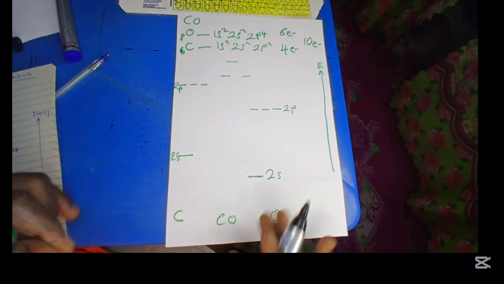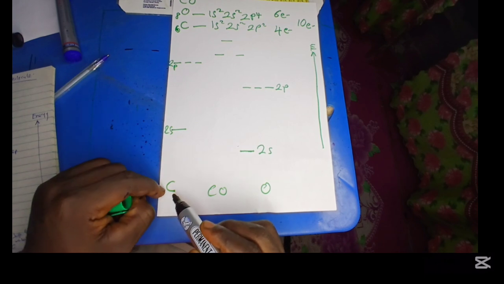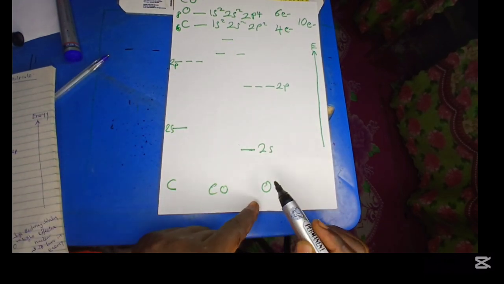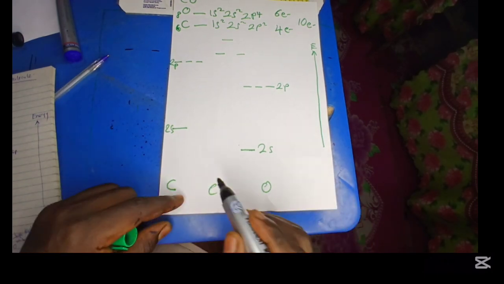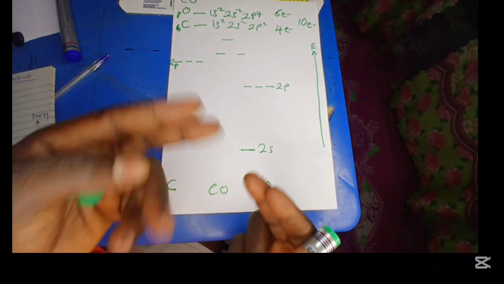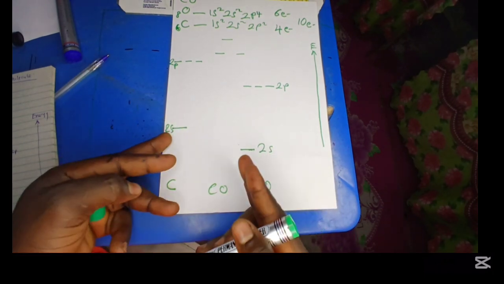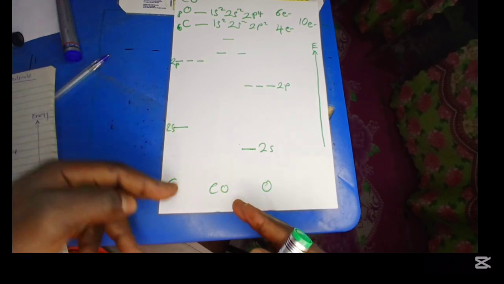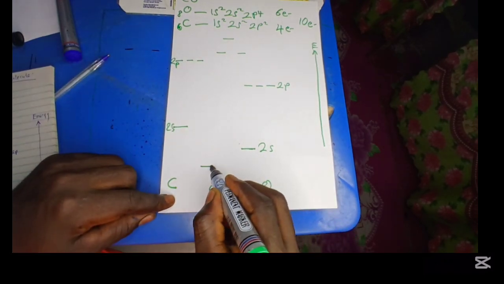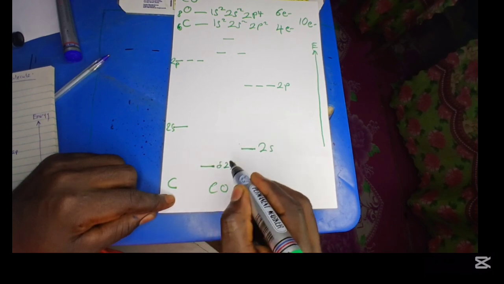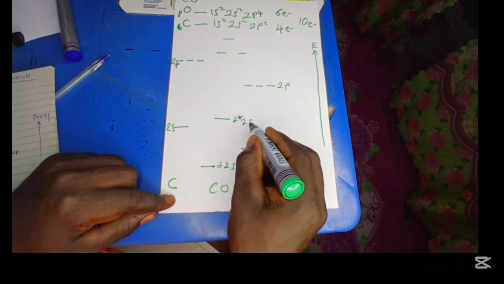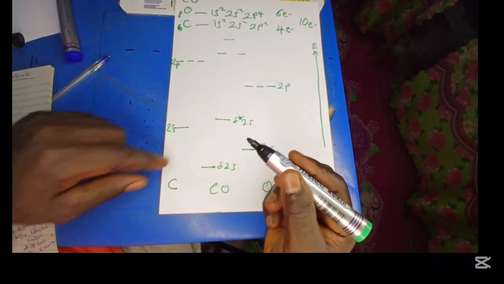If the 2s orbital of carbon and the 2s orbital of oxygen overlap, we are going to get two molecular orbitals, bonding and anti-bonding. So we are going to have the bonding sigma 2s and the anti-bonding sigma asterisk 2s.